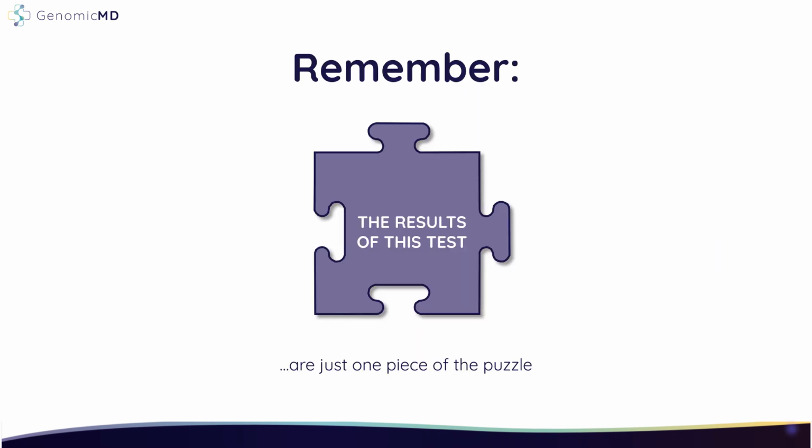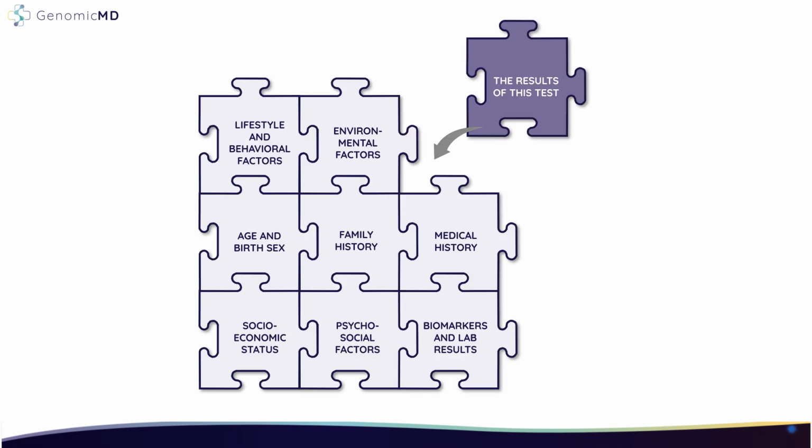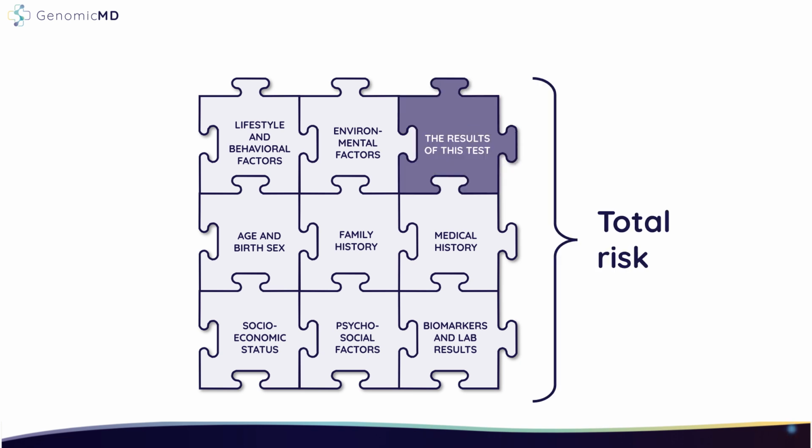Remember, your polygenic risk score is just one piece of the puzzle. Combined with other factors such as lifestyle and family history, it forms your total disease risk. Your healthcare provider will help you make sense of how your polygenic risk scores fit into the broader picture.